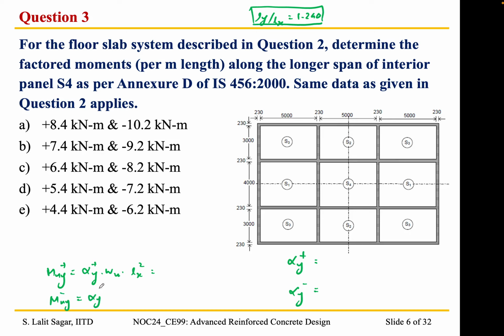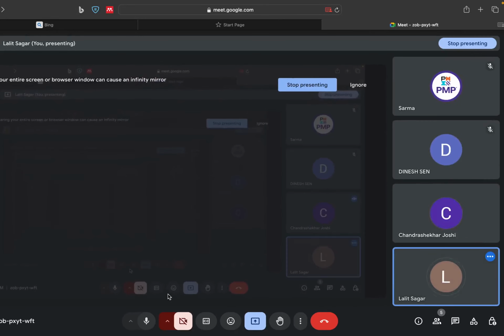Answer is D, 5.4 and 7.2. Okay, thank you for the response. Yeah, so I think we can go straight away to the solution, and the answer is absolutely right.